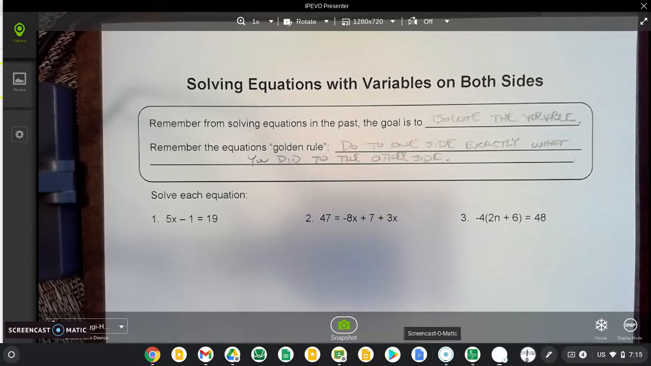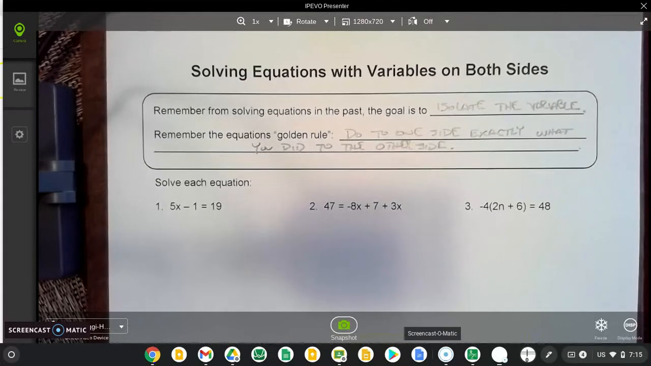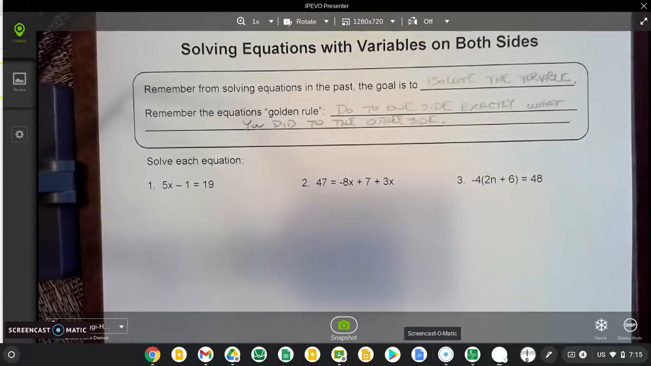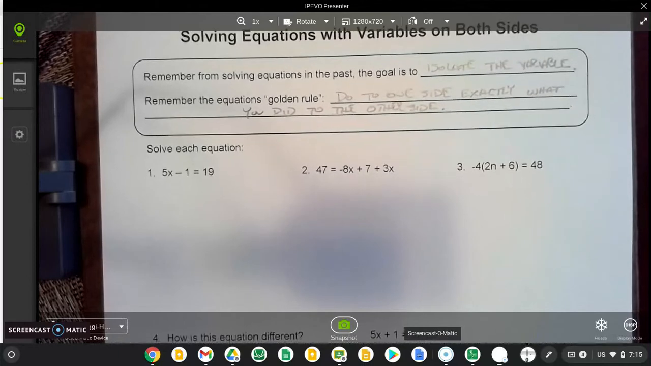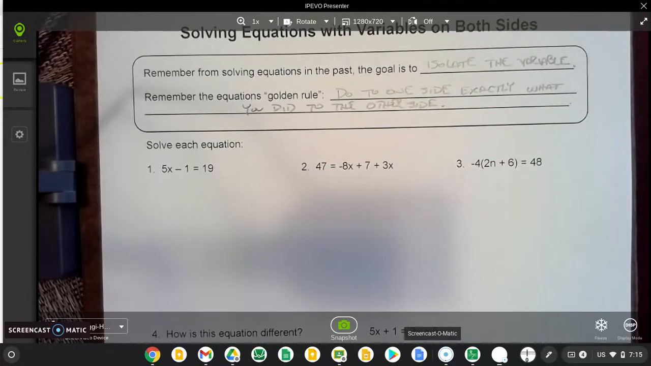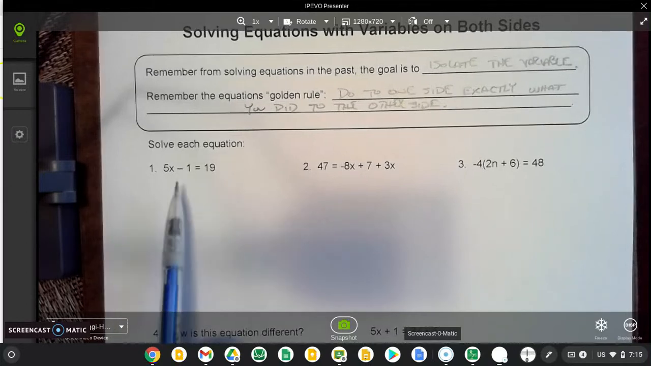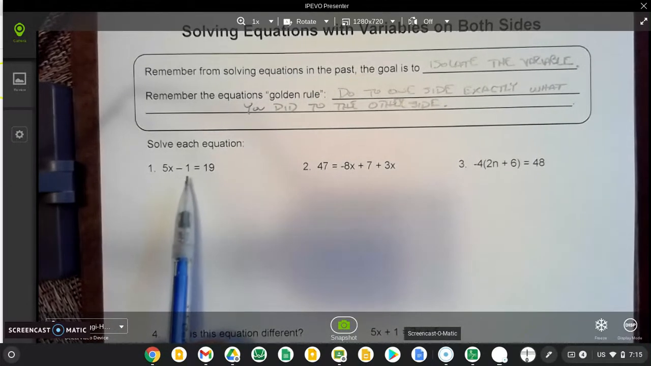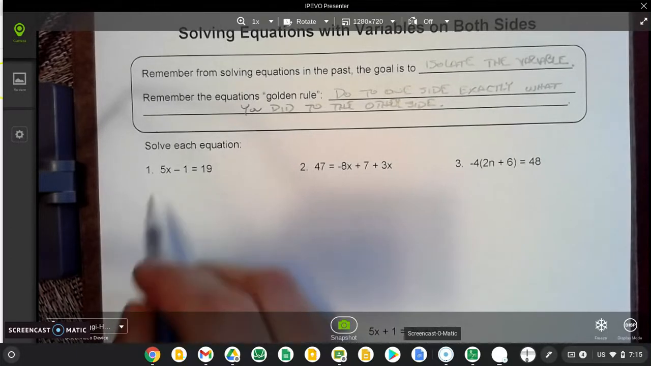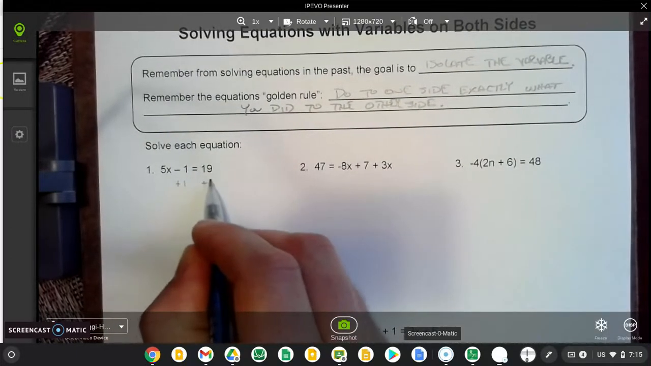Just as a review of some of the algebraic equations that we looked at earlier in the year, we have 3 practice questions that we are going to solve. In our first question, 5x minus 1 equals 19. The variable is on the left-hand side. We have to try to get the variable term 5x all alone. On the same side with 5x is this negative 1. To undo that, we're going to have to add 1 to each side.